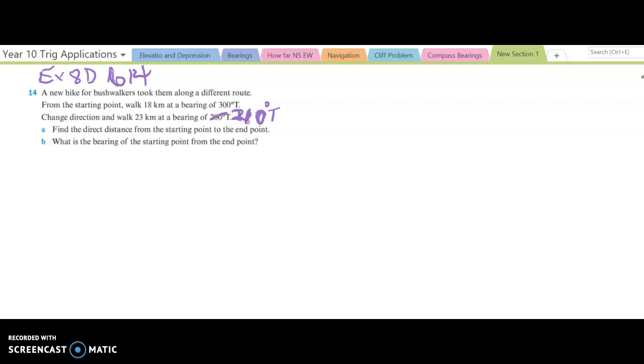All right, for those who need some assistance, so we have a bushwalker. We head off from a starting point on a bearing of 300 degrees T. So we're just making a quick plan. We're going out in that direction, and when we get there, we head off again. So I can plan where I need to start my really large drawing. Remember, the compass rose is where I'm starting from.